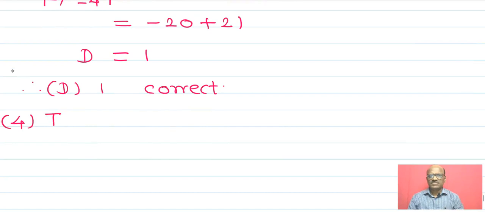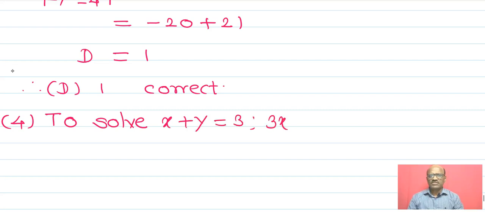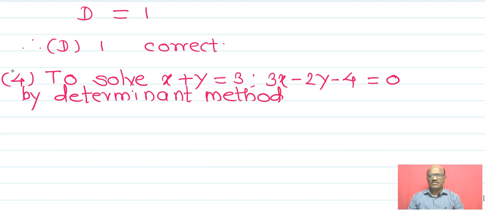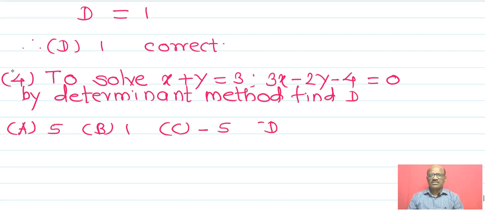Next, to solve, x plus y is equals to 3 and 3x minus 2y minus 4 equals to 0 by determinant method. Find D. A is 5, B is 1, C is -5, and D is -1.